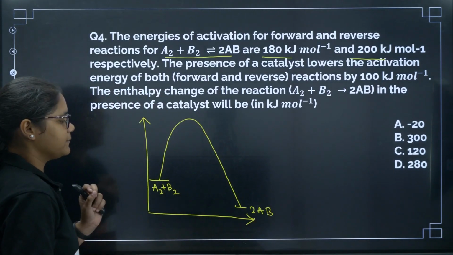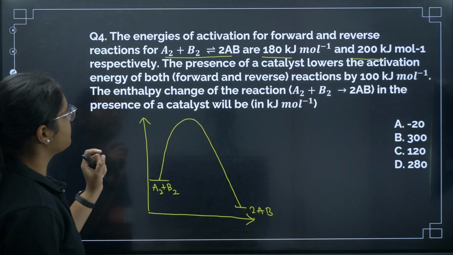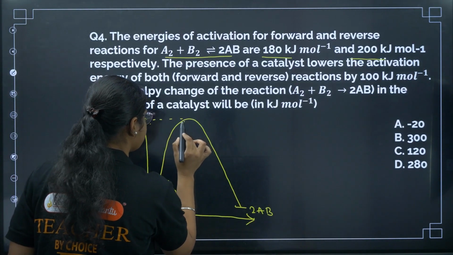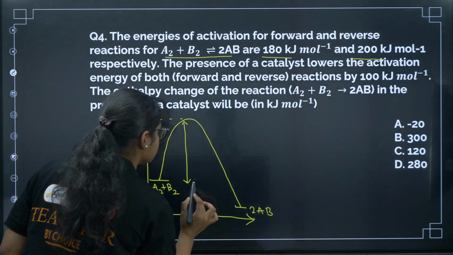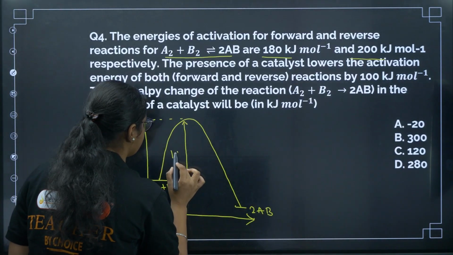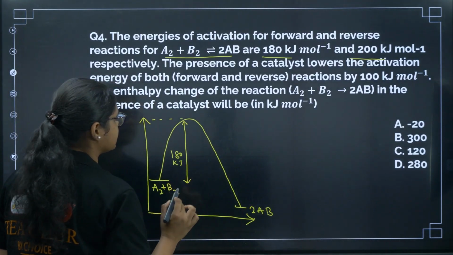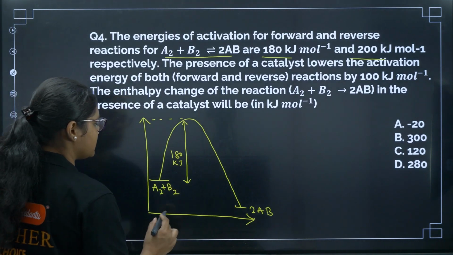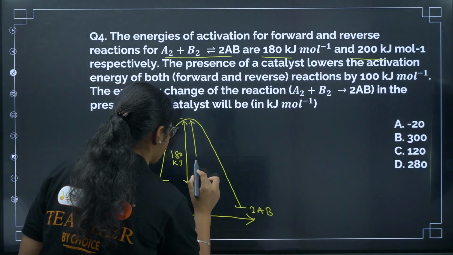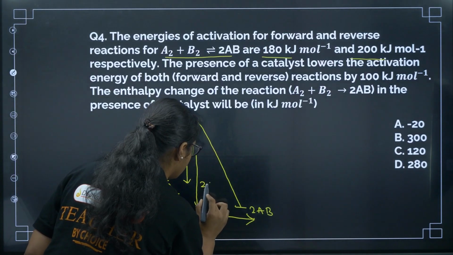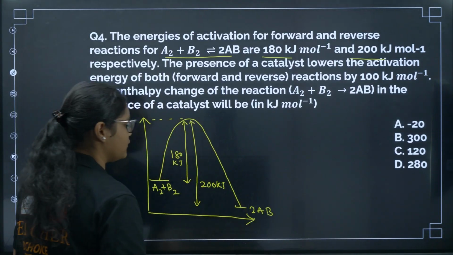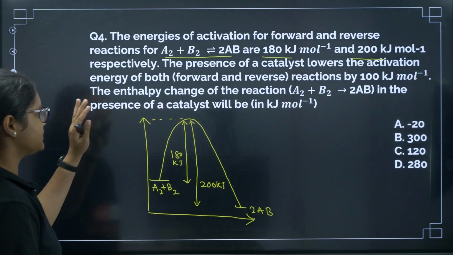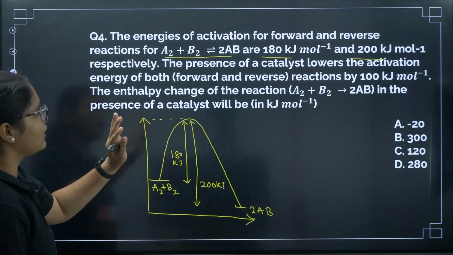Okay, the product side. Now the activation energy of the forward reaction is 180 kilojoule. So this is your activation energy value. Okay, this is how much given? 180 kilojoule. And next, 200 kilojoule for the reverse reaction. So for reverse reaction, the activation energy will be 200 kilojoule, right?